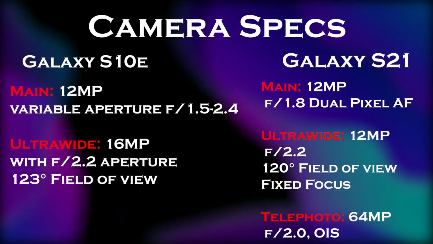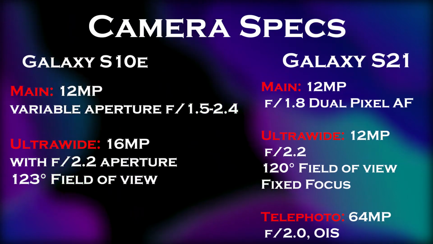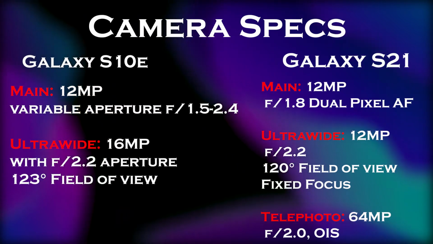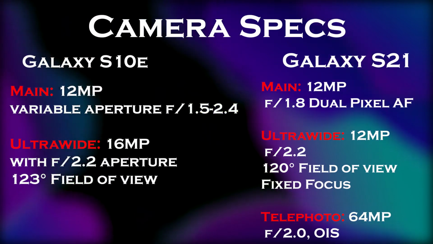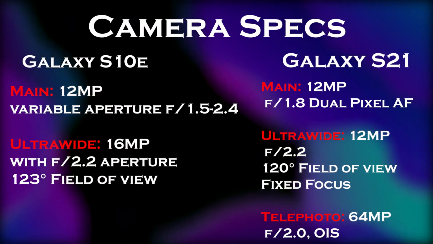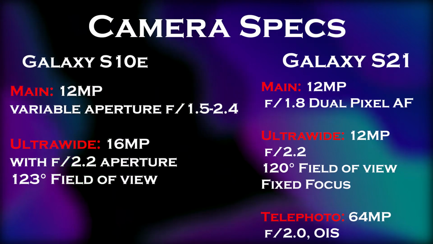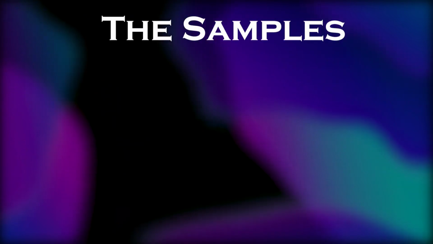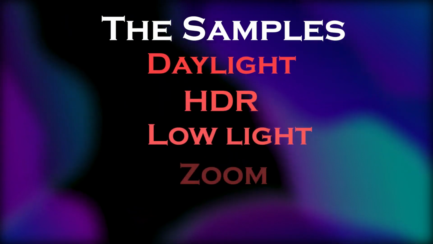Looking at the specs quickly, you'll see that the S21 sports a telephoto zoom lens over the S10e. The main sensors are fairly similar between the two, with the only difference being slightly larger sensors on the S21. And as for the wide angle, the S10e has a slightly higher megapixel count at 16 megapixels versus the 12 megapixels of the S21. The S10e's ultra-wide also has a 3-degree wider field of view at 123 degrees versus the S21's 120 degrees. Moving over to the samples, we'll be looking at several different aspects: daylight, HDR, low light, zoom, and ultra-wide.